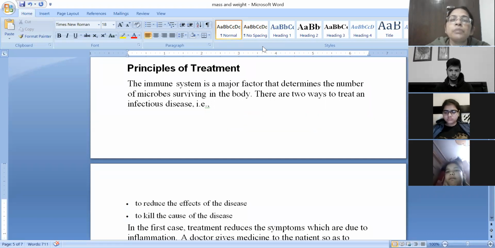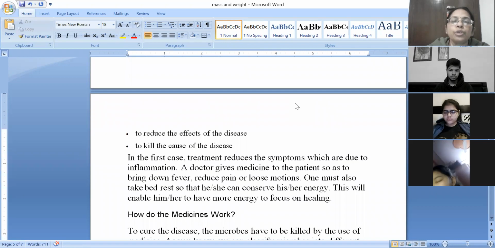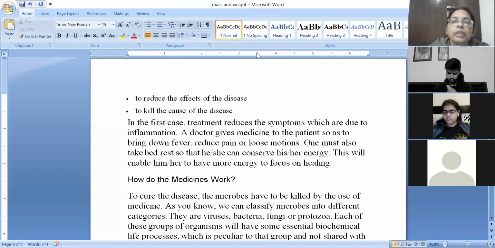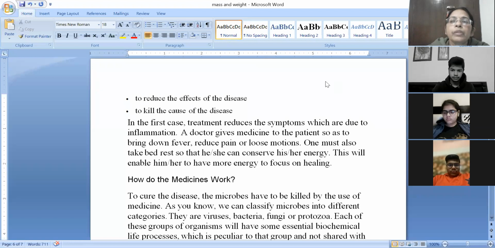The immune system is a major factor that determines the number of microbes surviving in your body. There are two ways to treat an infectious disease. That is to reduce the effects of the disease and to kill the cause of the disease. In the first case, that is to reduce the effect of the disease, children, what do we have to do?